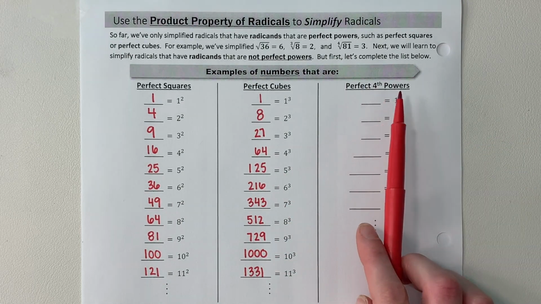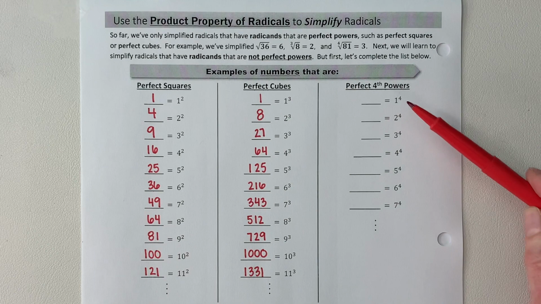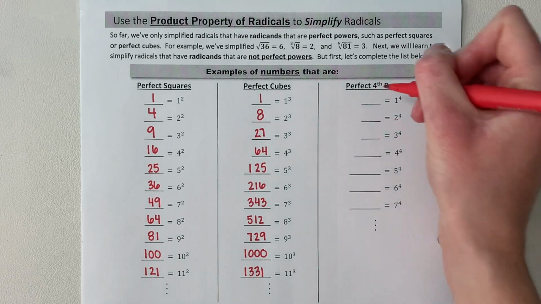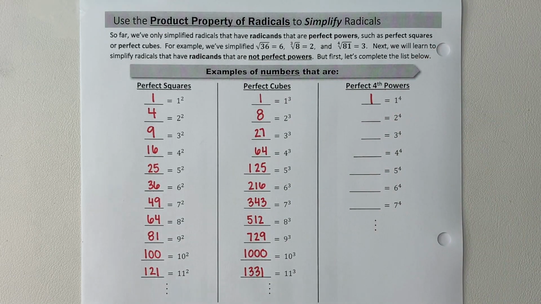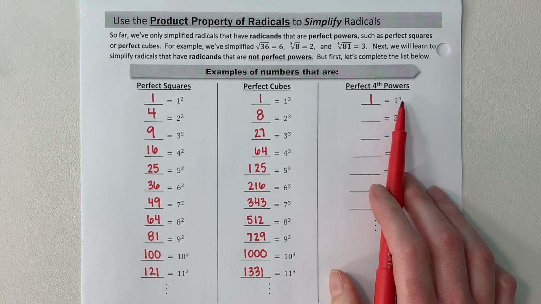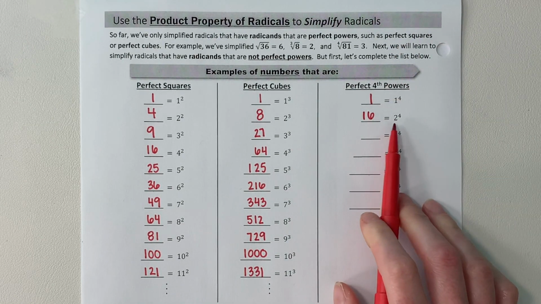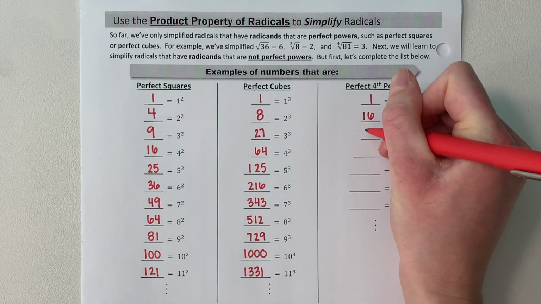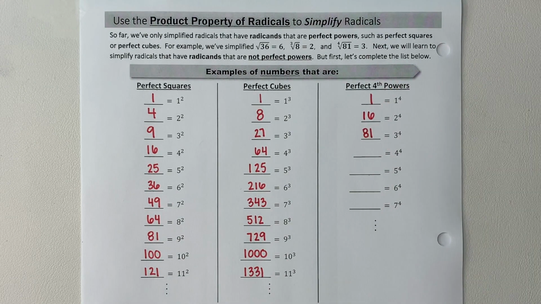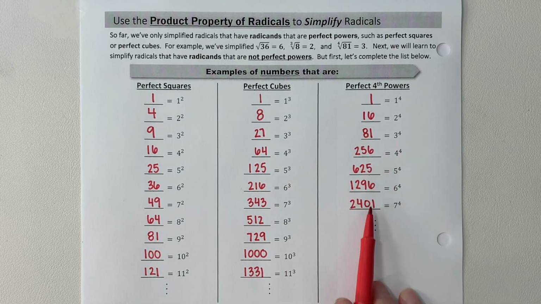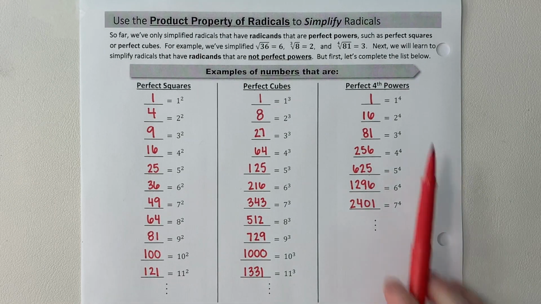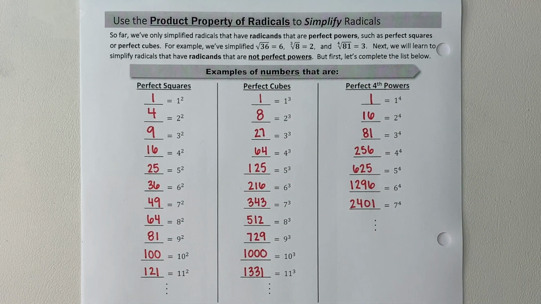Last, a perfect fourth power is a number that can be written as some quantity to the fourth. So 1 is a perfect fourth power because it can be written as 1 to the fourth. 16 is a perfect fourth power because it can be written as 2 to the fourth. 81 is a perfect fourth power because it can be written as 3 to the fourth. And I've continued listing several examples of perfect fourth powers. Now we're going to refer back to this list many times throughout the rest of the chapter.